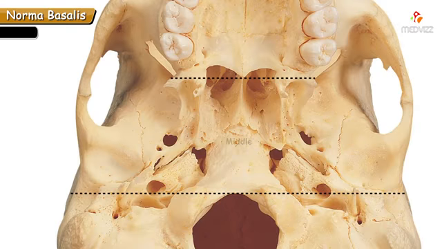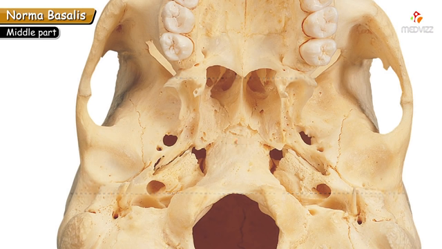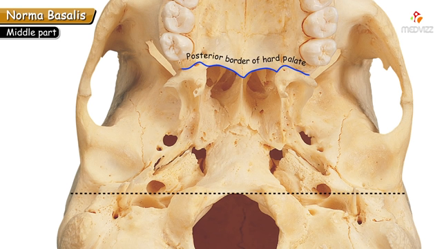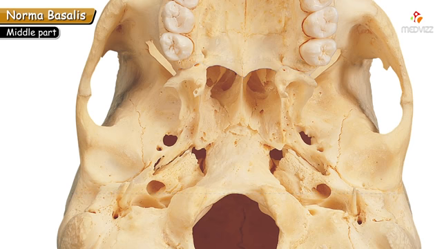Let's study about the middle part of Norma basalis. Middle part, it extends from the posterior border of hard palate anteriorly, and posteriorly it extends up to an imaginary line which is drawn across the margins of foramen magnum, separating the middle part from the posterior part of Norma basalis. Now we shall talk about its features.